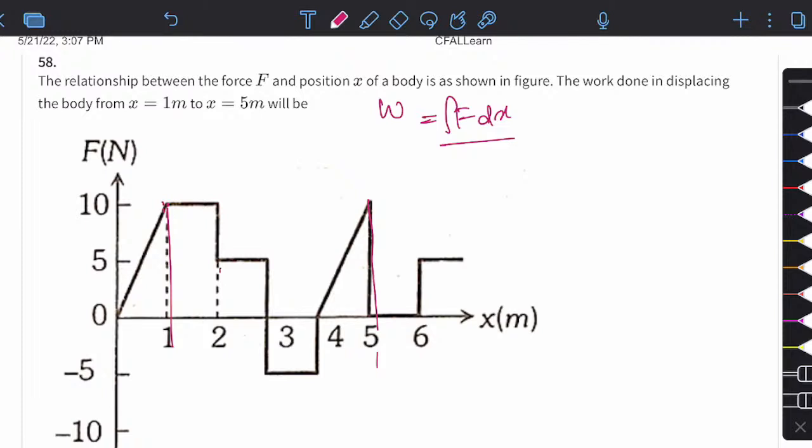So the first piece here is a rectangle. Its area: base is 1, height is 10, so it's 10. Second piece is also a rectangle, base is 1, height is 5, so it's 5. Third piece is a rectangle, also minus 5. Areas under the x-axis contribute with the minus sign. This is a triangle, base is 5, height is 10. So the triangle formula, half into base into height, gives me 5. This 5 and minus 5 cancel out, so the final result is 15 joules.